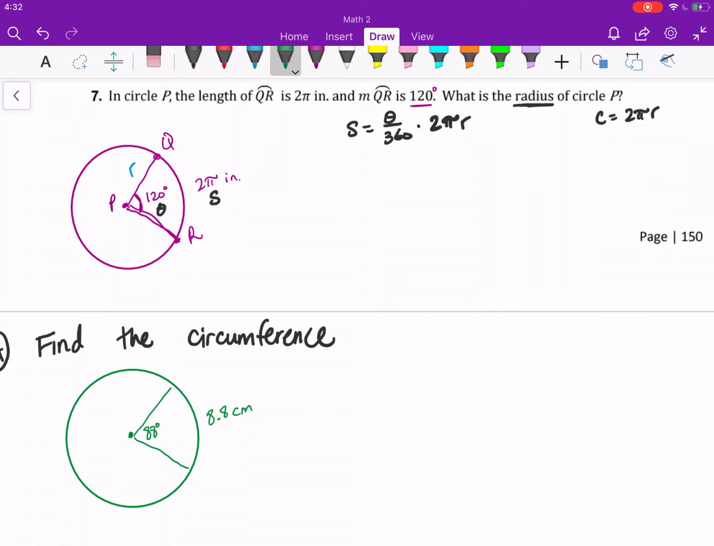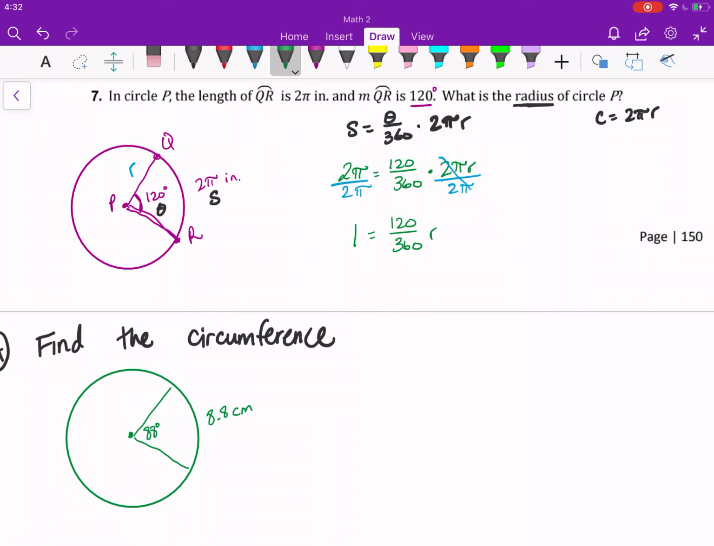And then I'm going to go ahead and plug numbers in. So I know our arc length is 2 pi. Our theta is 120 degrees over 360. And we're multiplying that by 2 pi r. And you can go in whatever order you want. Something I've noticed right now is that there's a 2 pi on both sides. So I can go ahead and just divide both sides by 2 pi. And that gets you 1 on both sides. And 1 times anything is itself. So this is just 1 is equal to 120 over 360 r.